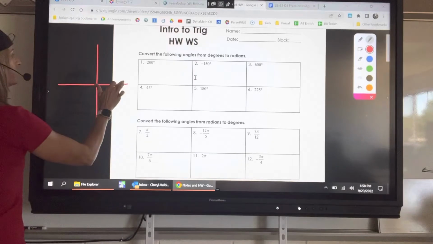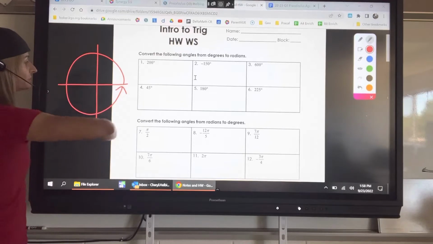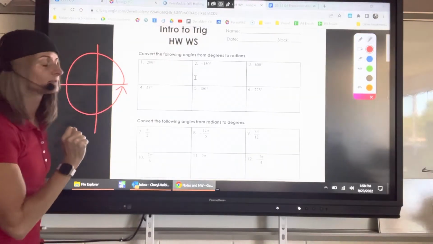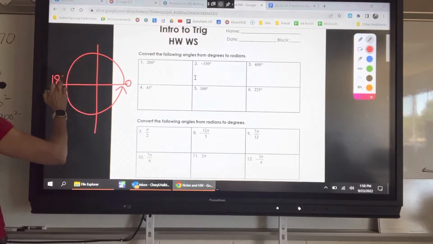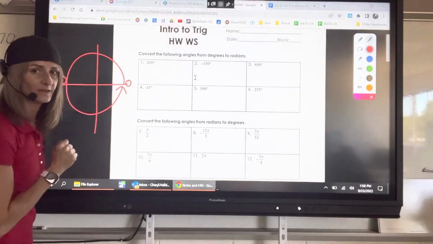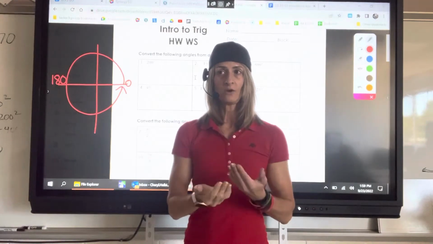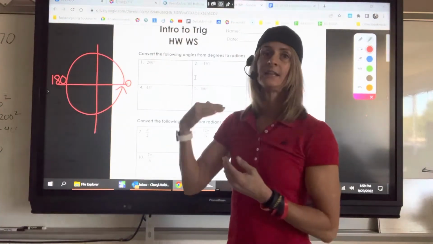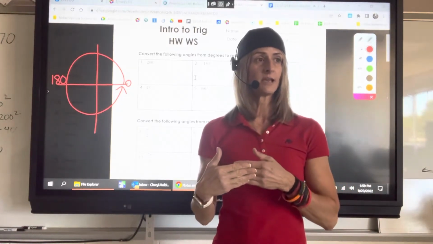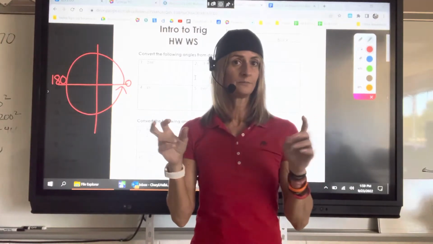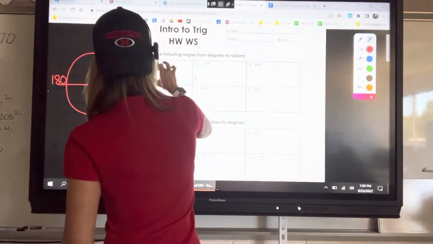So this is 360 degrees, right? It's also equal to 2 pi radians. So half of the circle is equal to 180 degrees, or pi radians. So if I have an angle that's in degrees and I need to convert it to radians, since pi radians is equal to 180 degrees, I can use that as my special one to convert degrees to radians or radians to degrees. And this is how it looks.